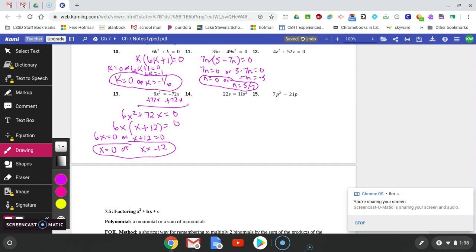Let's do one more. Let's do number 15 to make sure you've got it. All right, so I've got to subtract the 21p over. So 7p squared minus 21p. Now it's equal to 0. And now I can factor out the GCF. So a 7p is what they have in common. When I do that, I'm left with p minus 3 equal to 0. So either 7p can be equal to 0 or p minus 3 can be equal to 0. Divide both sides by 7 on my first one, add a 3 to both sides on my second one, and I've got my two possibilities.